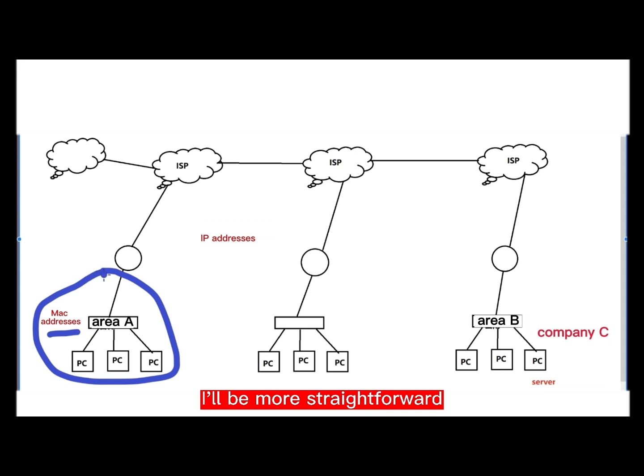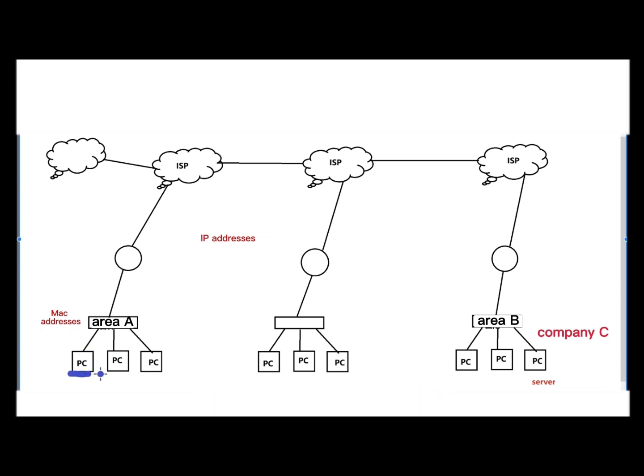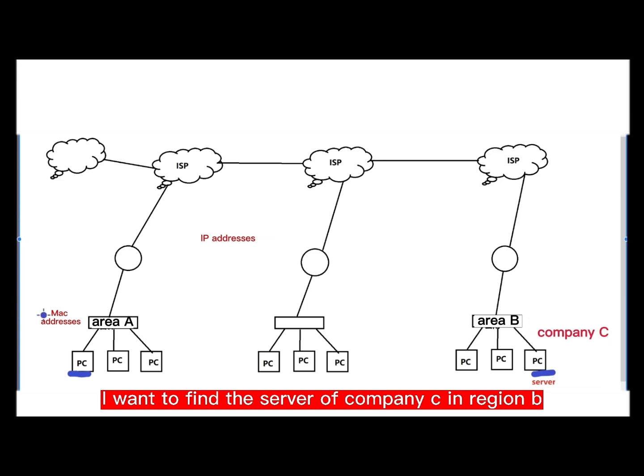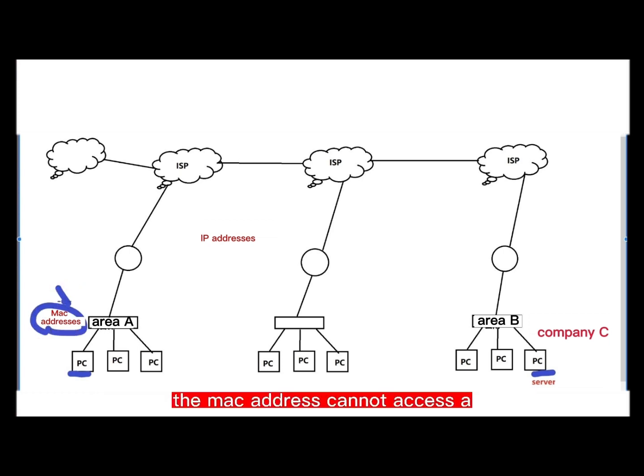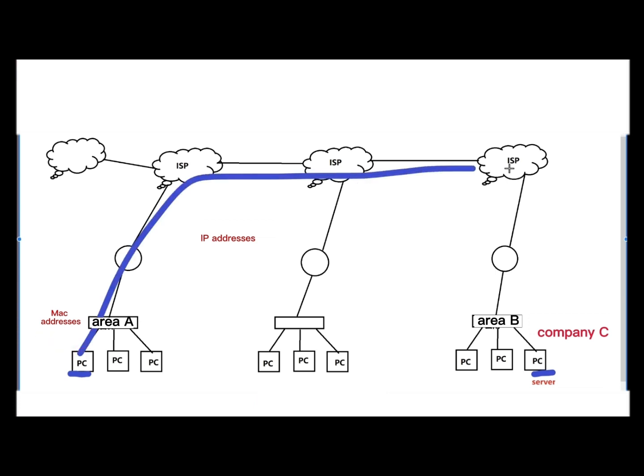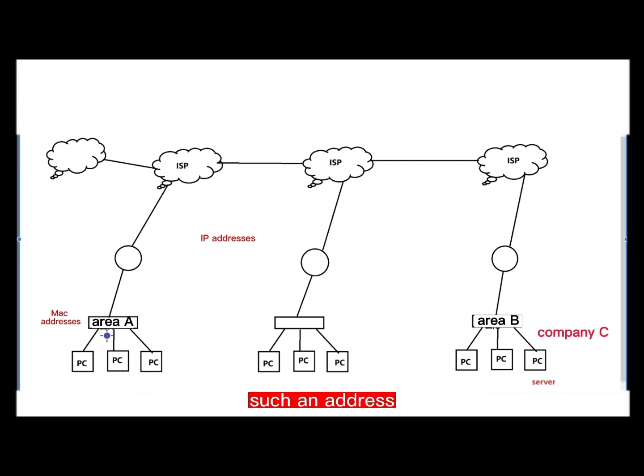I'll be more straightforward. In the future, if this PC wants to find the server of company C in region B, you can't find it by relying on the MAC address. That is to say, the MAC address cannot access a remote device. It can only access the device in front of it, connected through the switch within a network. Such an address can be found, but broadly speaking, it cannot provide address identification. So there is no way for us to complete the corresponding functions on the second layer.